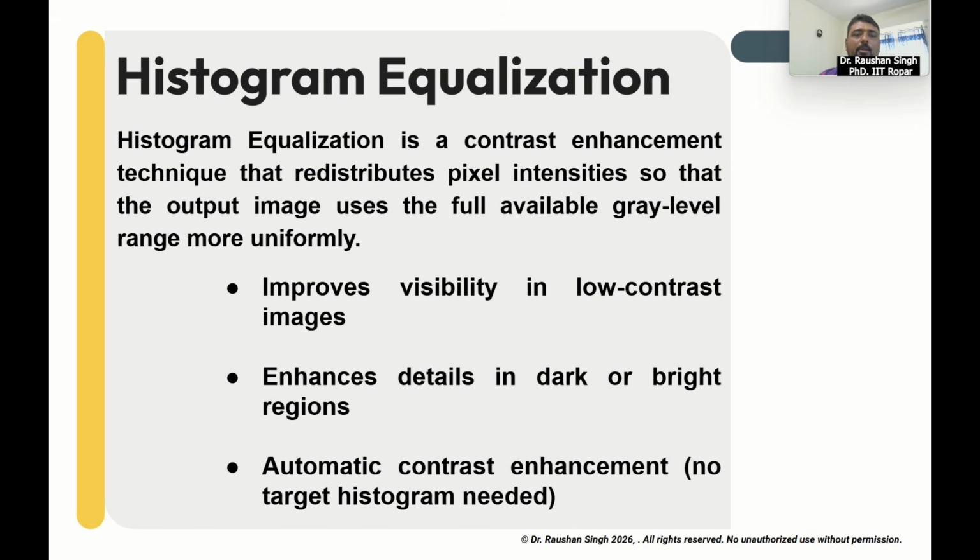Second, it enhances the details in darker or brighter regions, too bright and too low, the same thing they are telling here. And it is automatic contrast enhancement, an automatic process. You are not going to give any manual intervention. If you give the input image and the formula of histogram equalization, it will automatically adjust the pixels to be more visible to your eyes and to machines. So that is the overall process of histogram equalization.